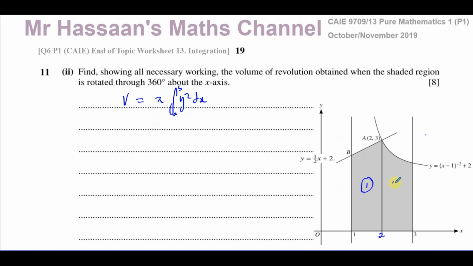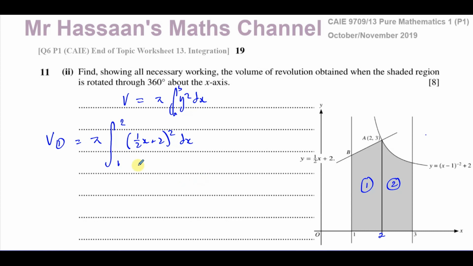I'll call this section 1 and section 2. Find the volume of section 1 when it's rotated around the x-axis, and then add to that the volume of section 2 when it's rotated around the x-axis. So I'm going to do two separate calculations for that. The volume of section 1 is going to be given by pi times the integral between 1 and 2, those are the limits there, of y squared. y is the equation here, in this case, half x plus 2. I've got to square that, and then integrate with respect to x.